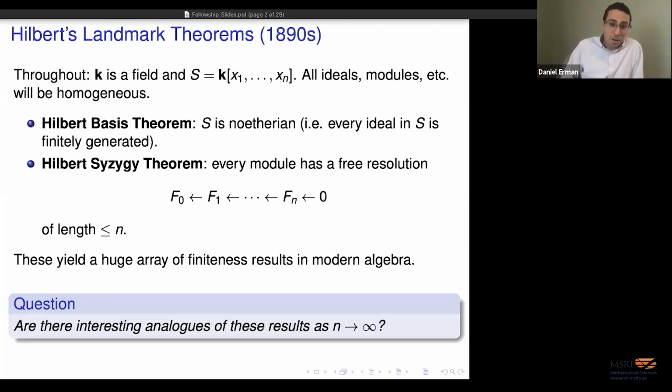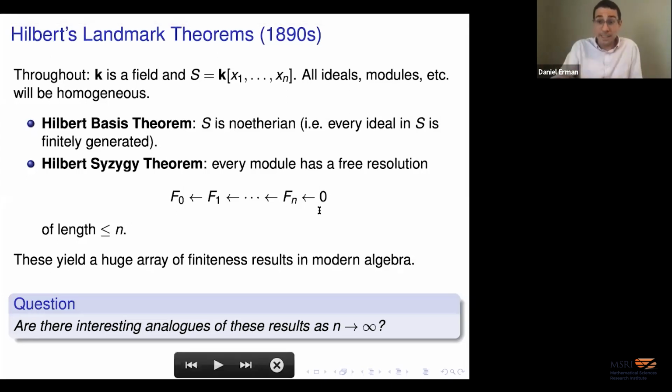And so the overarching question I want to start with for today is, are there interesting analogs of these results as n goes to infinity? And the answer is yes, and we'll get to those as we go forward, but that's kind of the opening bit. All right.